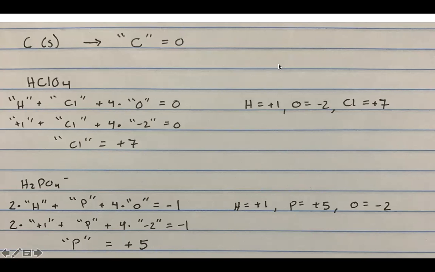Okay, so again, carbon solid, that's its naturally occurring state. And whenever an element is in its naturally occurring state, its oxidation number is automatically 0. Okay, so carbon solid was 0.